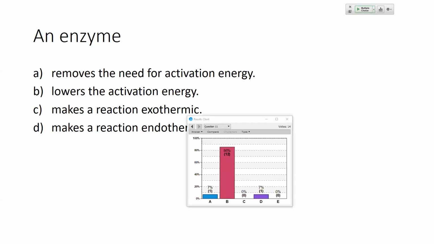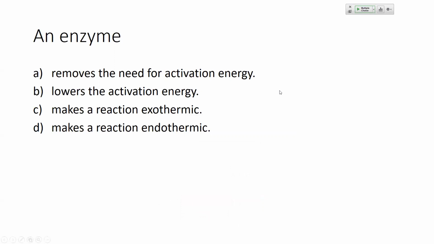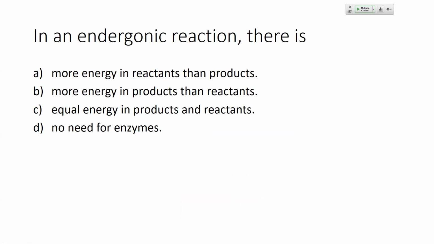Okay, we got B here. B is correct. So an enzyme lowers the activation energy, makes the reaction more favorable.